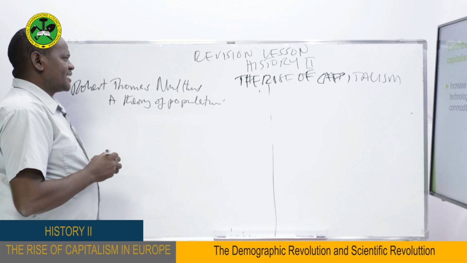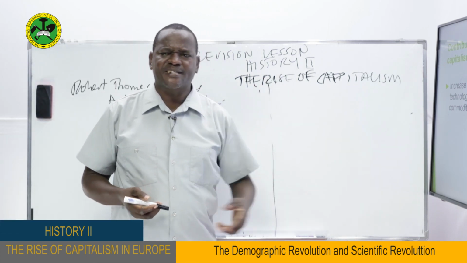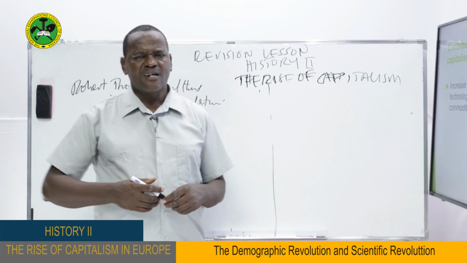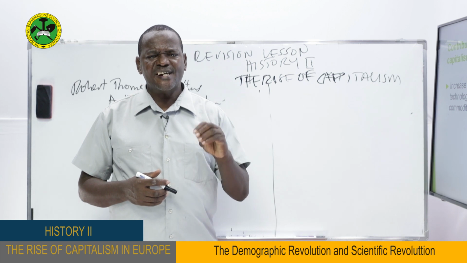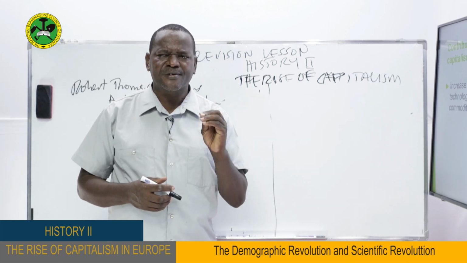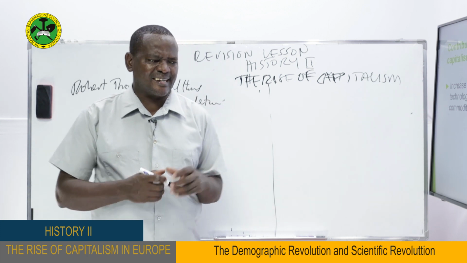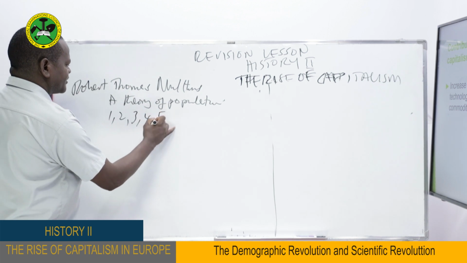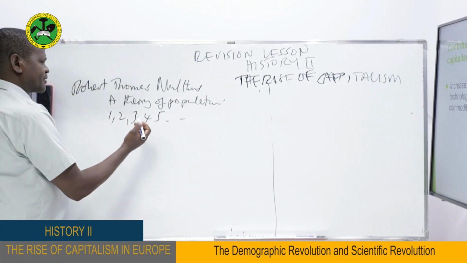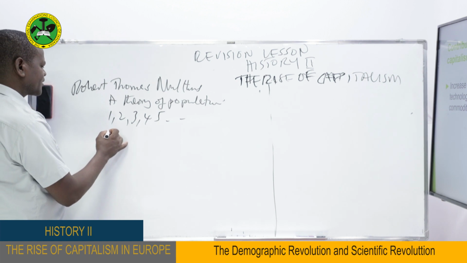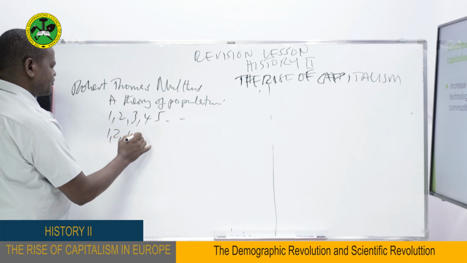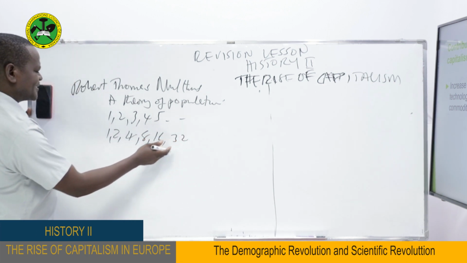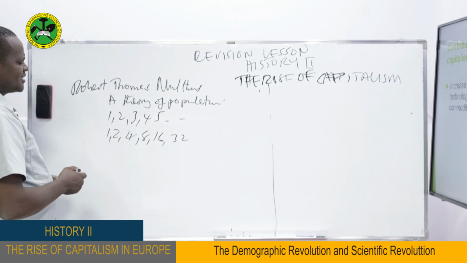This was an economist, and he studied the increase in population in Britain, where he was living. And in fact, he said the population of Britain was increasing geometrically, while production was increasing arithmetically. That means production was increasing 1, 2, 3, 4, 5, and so on. This is the production. But population was increasing 1, 2, 4, 8, 16, 32. Population was increasing twice as fast compared to production.